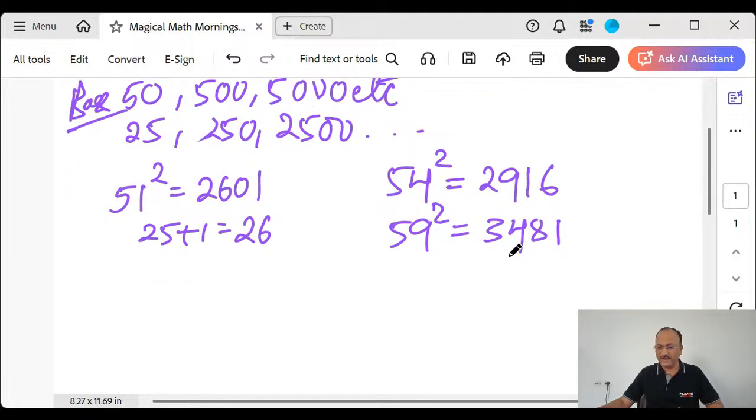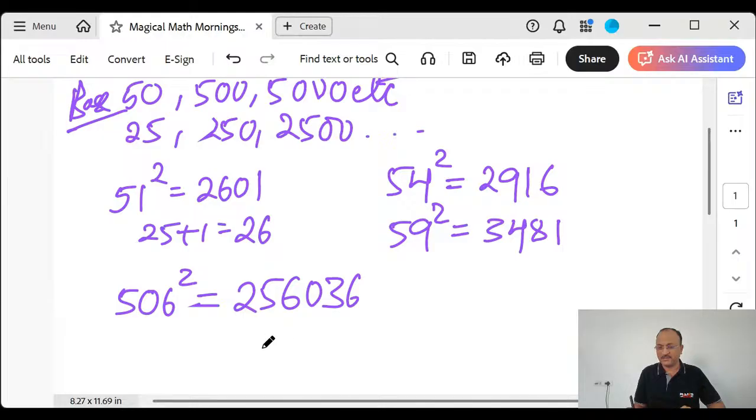Let's take the numbers starting with 5, but in 3-digit numbers. Suppose you want to find out 506 square. So what do we do? The base is 250 plus 6 you will do. It is 256, the first half, and 6 square is 36. But before writing 36, since it is a 3-digit base, we'll write 036.